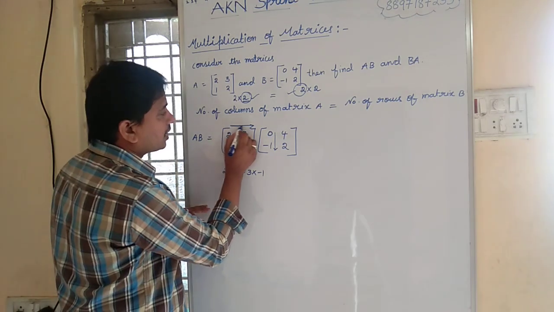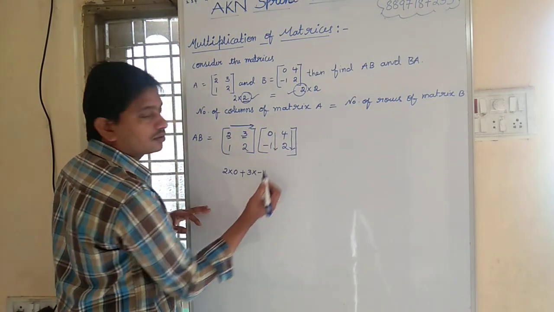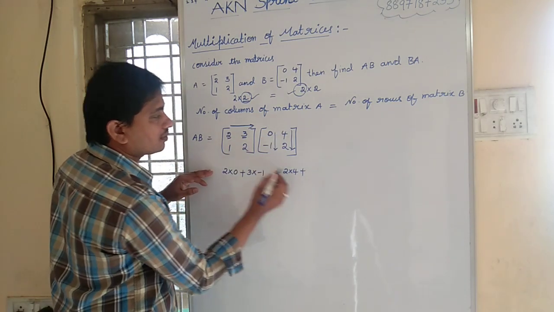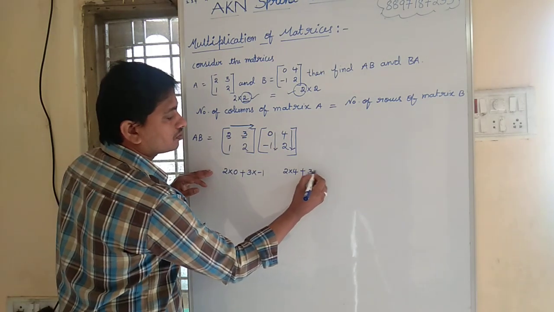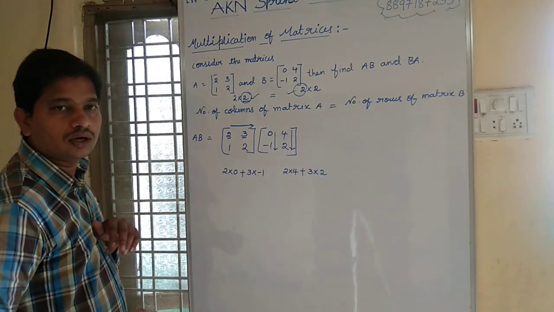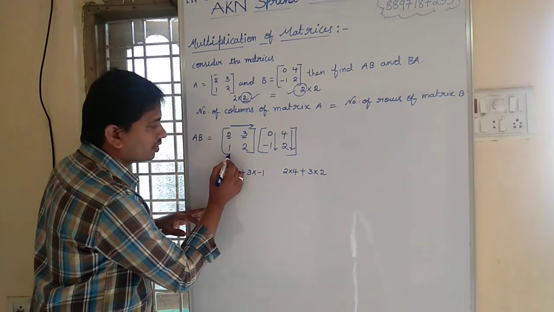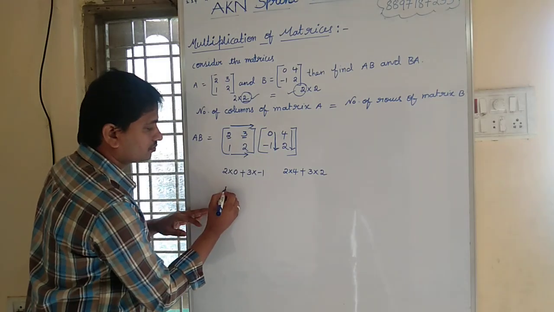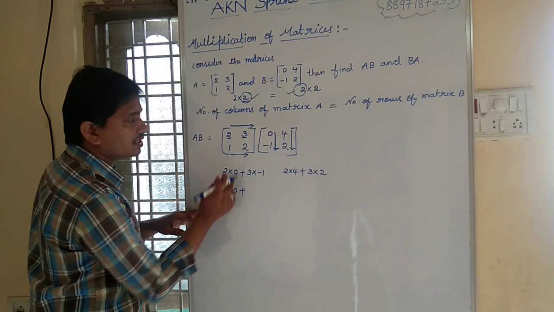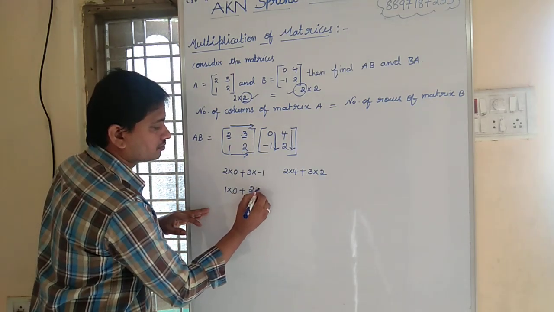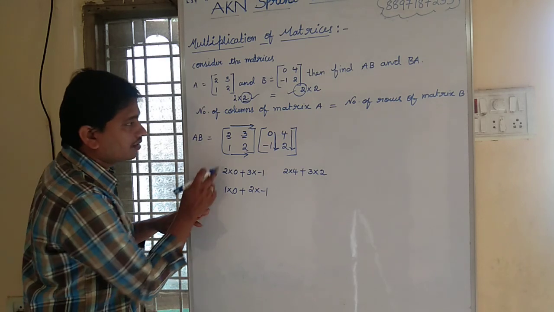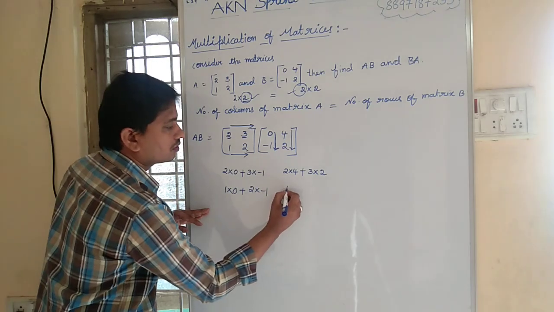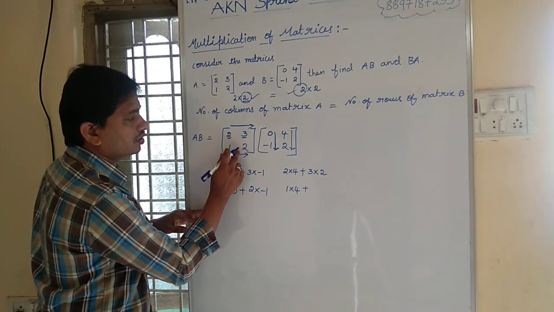Again, first row, second column: 2 into 4 plus 3 into 2. Now we have second row, first column: 1 into 0 plus 2 into minus 1. Again, second row, second column: 1 into 4 plus 2 into 2.